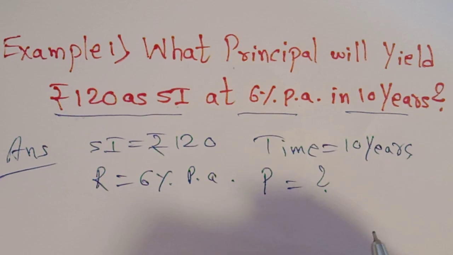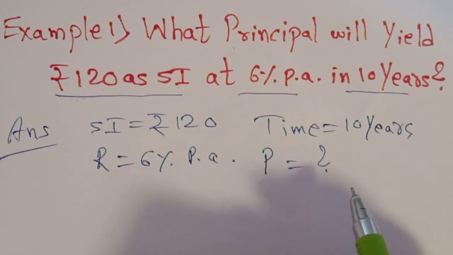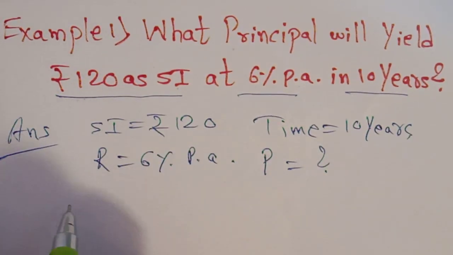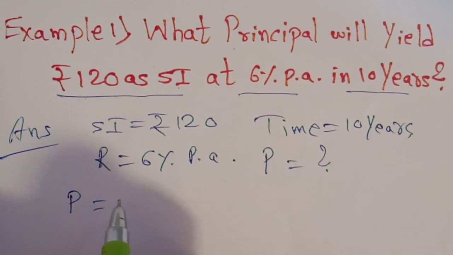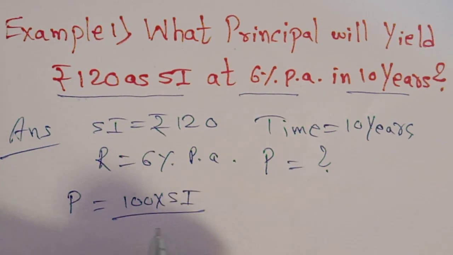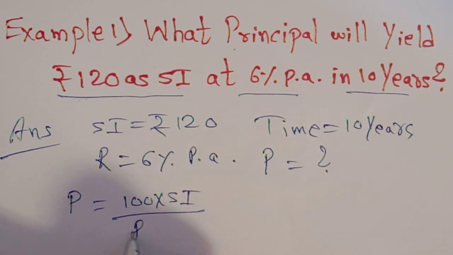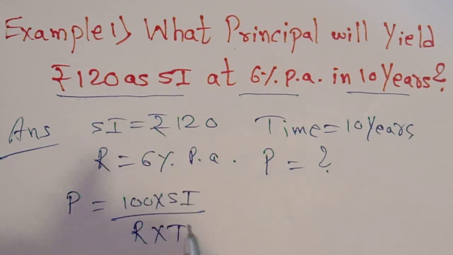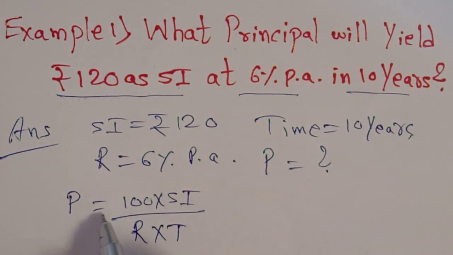Okay students, to find the principal, I already told you the formula. P equals 100 into SI by R into T. In PTR, whichever is not here, that we have to take here. P is gone here, so R and T remain. Like this we have to remember.